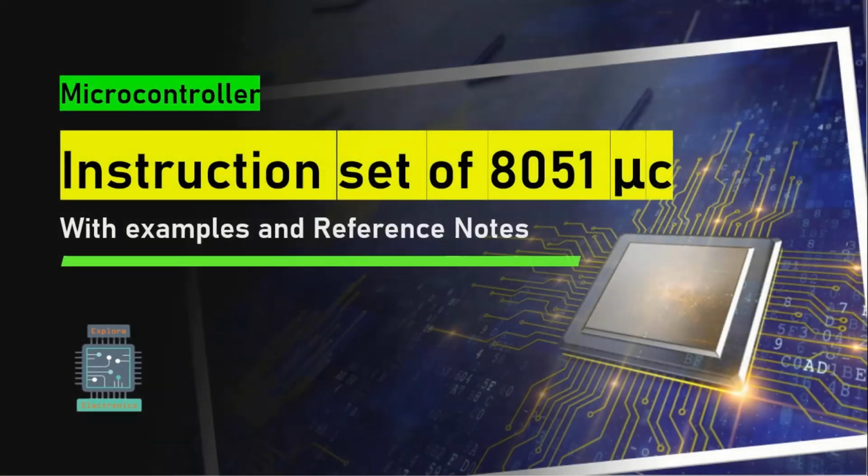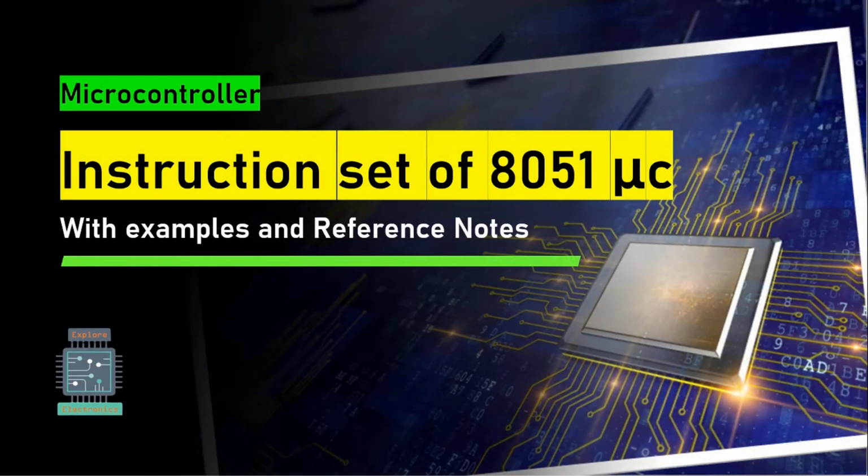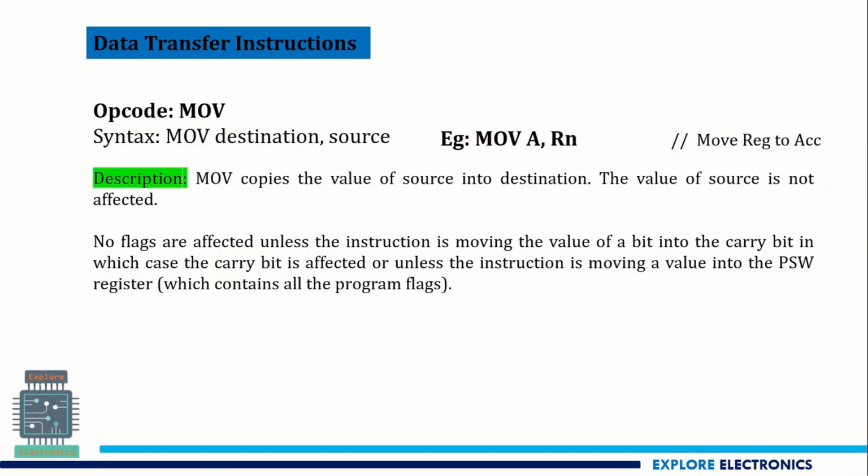In this video, let's see the instructions of the 8051 microcontroller and look into each and every instruction with examples. The first one I am taking here is data transfer instructions. These data transfer instructions are used to transfer data from one register to another register, or from one memory location to another memory location.